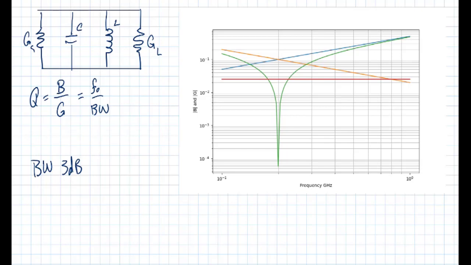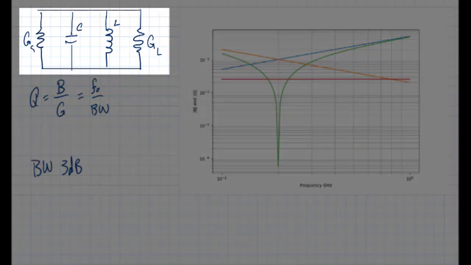Now, the bandwidth we define as the 3 dB bandwidth, or where the amplitude falls by half in terms of power. And we'll see how that becomes convenient in just a moment. Now, on this worksheet, I have reproduced a plot for the parallel resonant circuit shown here with a parallel capacitor or shunt capacitor and shunt inductor, and they're connected to conductances.